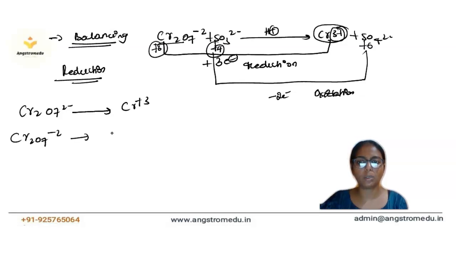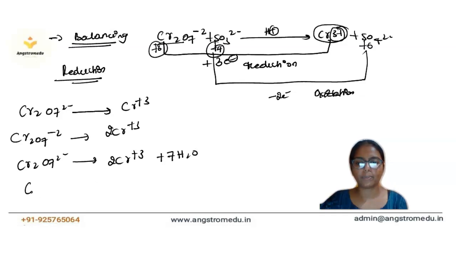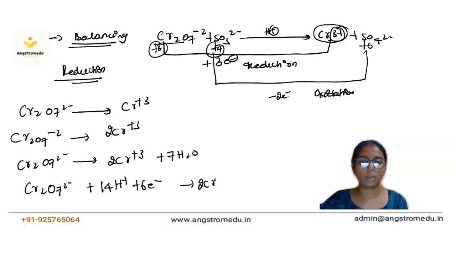Cr2O7 2-. If we balance this, it becomes 2Cr +3, and Cr2O7 2- gives rise to 2Cr +3 plus 7H2O. So at last we get Cr2O7 2- plus 14 H+ plus 6 electrons, that gives rise to 2Cr +3 plus 7H2O. So this is the reduction reaction.